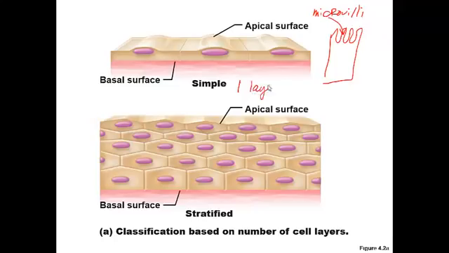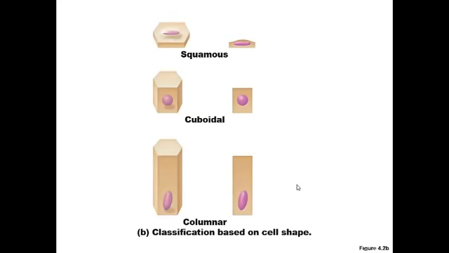So simple epithelial is just one layer thick, and stratified would be many layers thick, as you can see here on this important diagram. The other classification that we use for epithelium is the shape of the cell. The squamous cells look like they are squashed, and when you look at a microscope view of them from the top, they almost look like scrambled eggs or lily pads, for example.